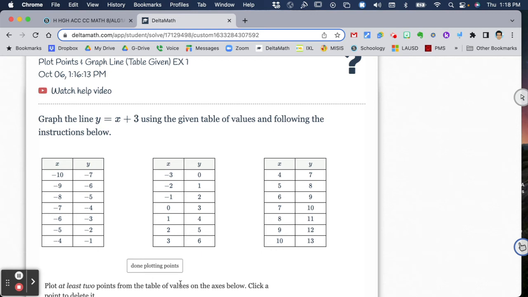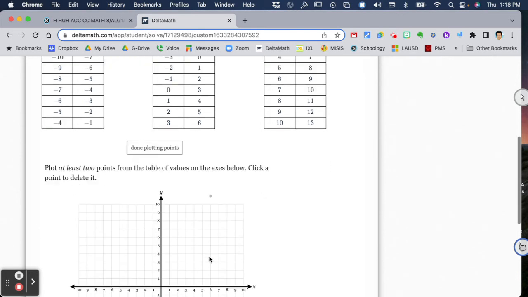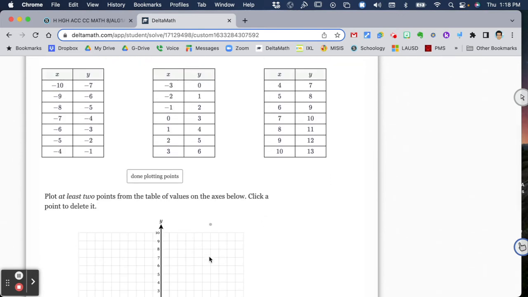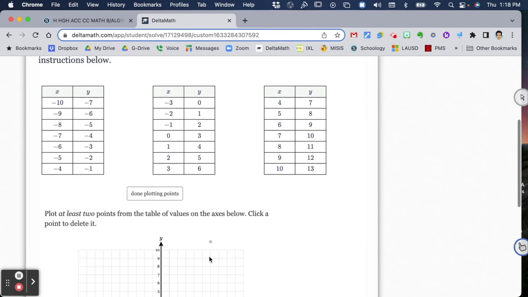So it says graph a line using the given table of values and the following instructions below. Okay, so let's do that. So we're going to be plotting some points. So let's try to get a minimum of 5 points. And this one's pretty easy. So these are ordered pairs at this point, and you just pick any ordered pairs you like, 5 minimum.